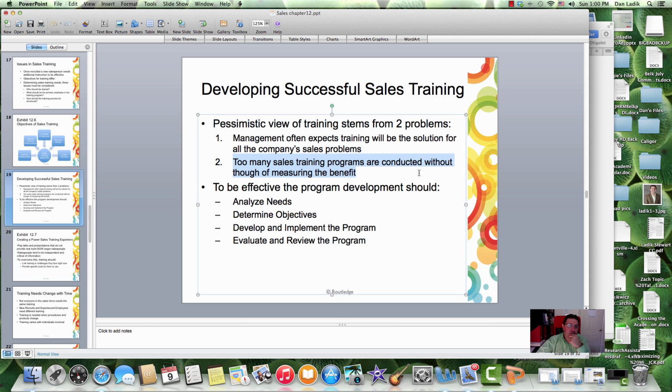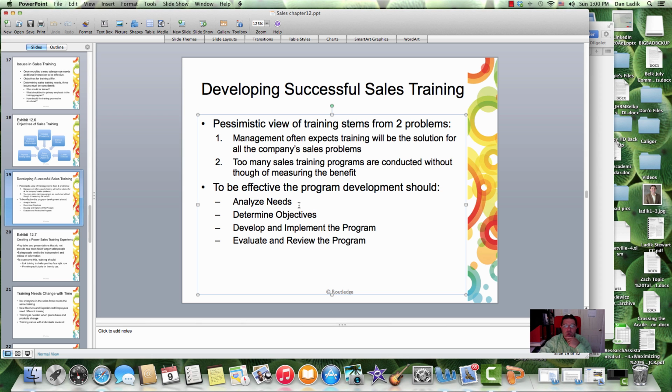Too many sales training programs are conducted without the measurement of the benefit, meaning we have a sales training, we learn about nonverbal behavior, everybody goes off back into the field, and there's no after effect measure. Did that training ever have an effect or not on the salespeople? You might get some anecdotal data. You might get some, wow, that was a really great session. You may hear 6 months later, yeah, I'm really practicing my eye contact. But unless there's a systematic way of measuring if that training was impactful or not, then how do I know it was worth the time, effort, and money?